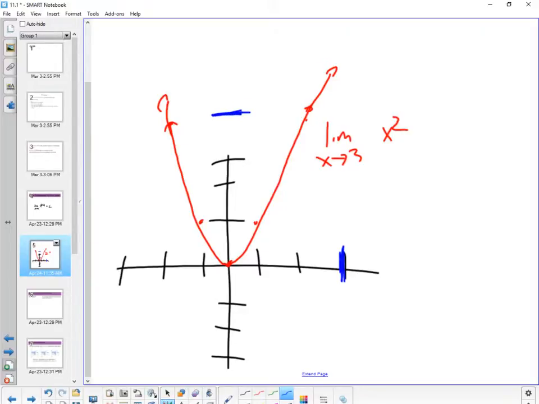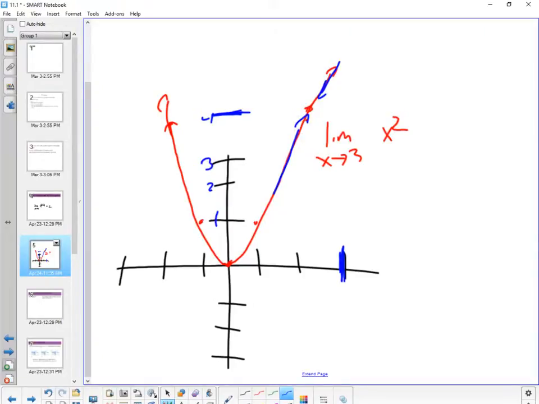What number is that? 4. It's 1, 2, 3, 4. That's really what we're after. As our function is approaching this 3, this x, what are we getting for y? As we're getting closer, this function is getting closer to the value of 4 in this direction. The value is getting closer to 4 in that direction as well.